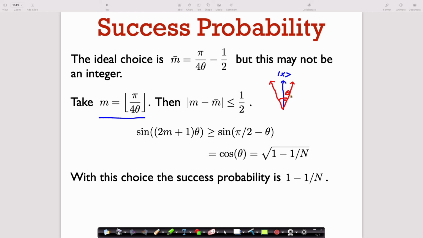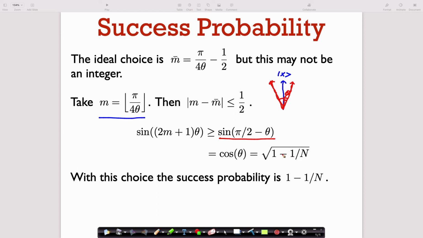So basically our success probability is the worst if we are at one of these vectors defining this region here, so as far away from ket x as possible within this region. Our overlap with x is going to be at least sine of pi over 2 minus theta. But this is just equal to cosine theta, and we know exactly what cosine theta is. That's just square root of 1 minus 1 over n.